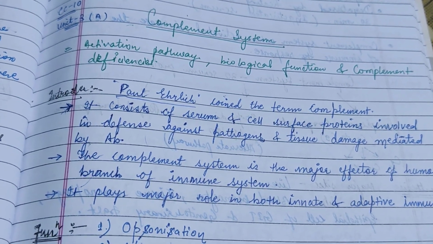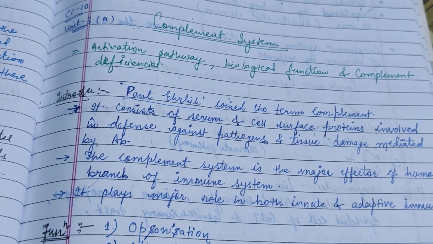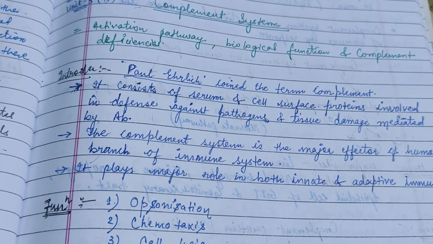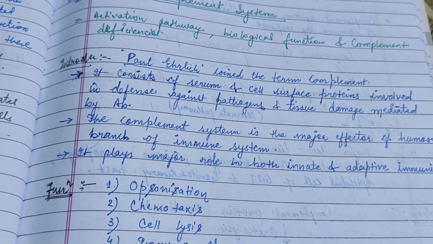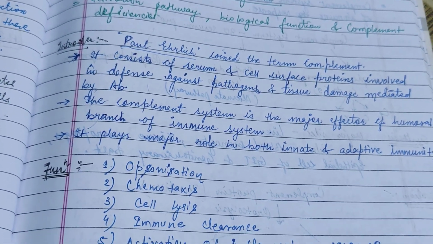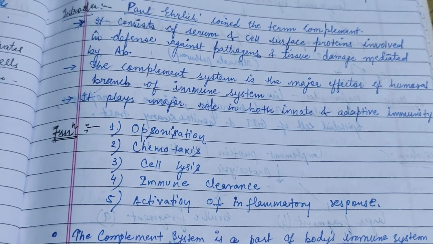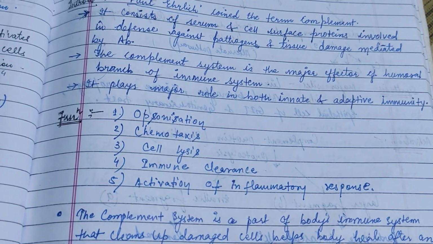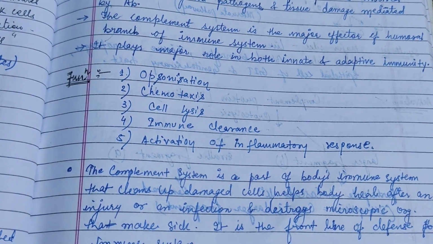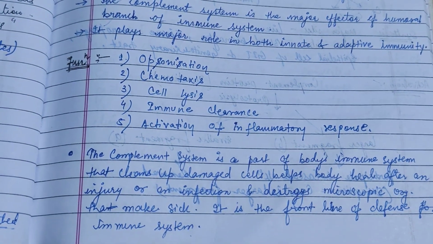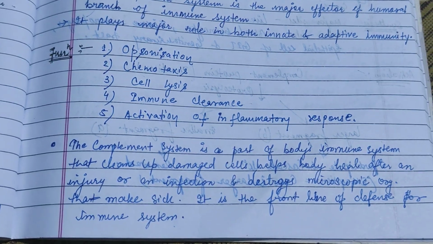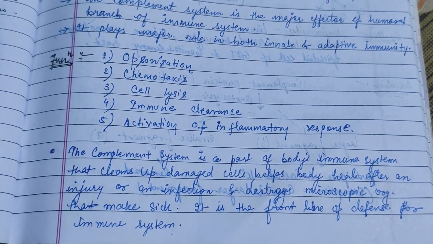Through this video, we'll discuss the complement system, activation pathway, biological functions, and complement deficiency. So, introduction. Paul Ehrlich coined the term complement, which consists of serum and cell surface proteins involved in defense against pathogens and tissue damage mediated by antibody. Functions may be opsonization, chemotaxis, cell lysis, immune clearance, and activation of the inflammatory response.